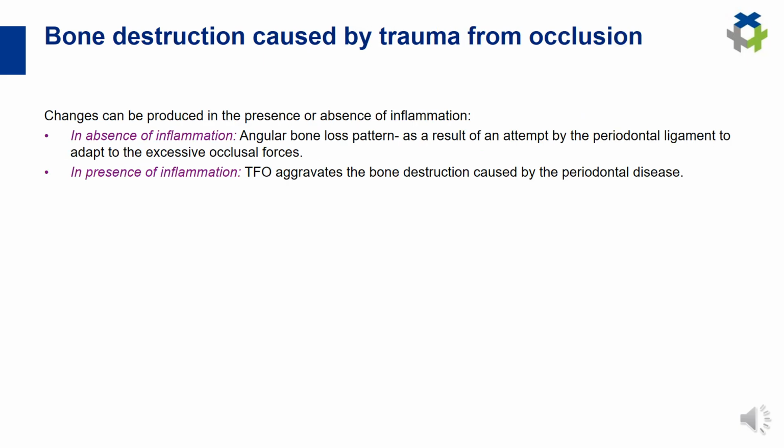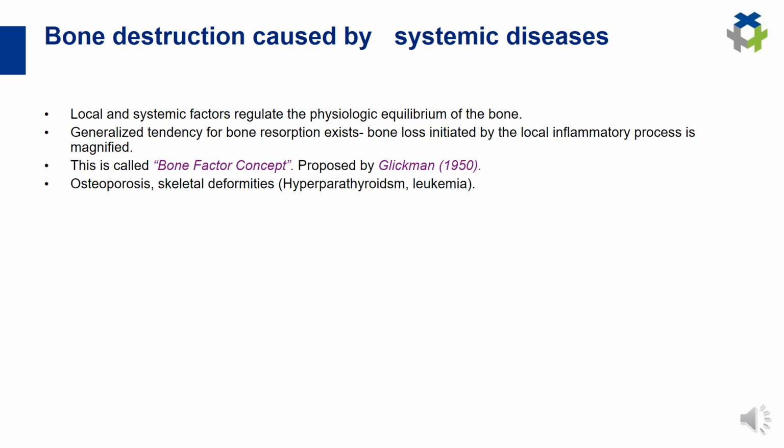Bone destruction that is caused by trauma from occlusion. Changes can be produced in the presence or absence of inflammation. In the absence of inflammation, you can have angular loss of bone. In the presence of inflammation, you can have trauma from occlusion. Bone destruction caused by systemic disease.